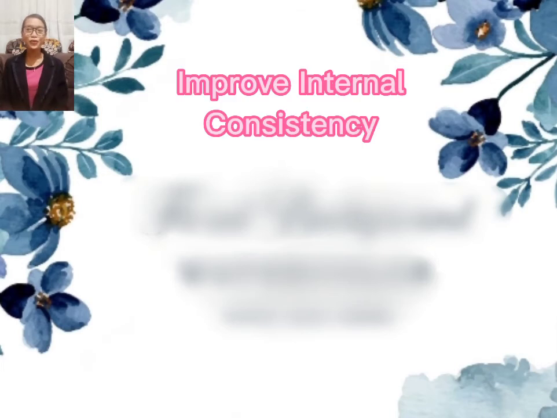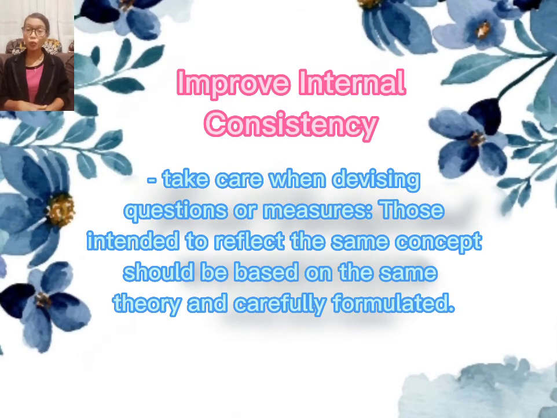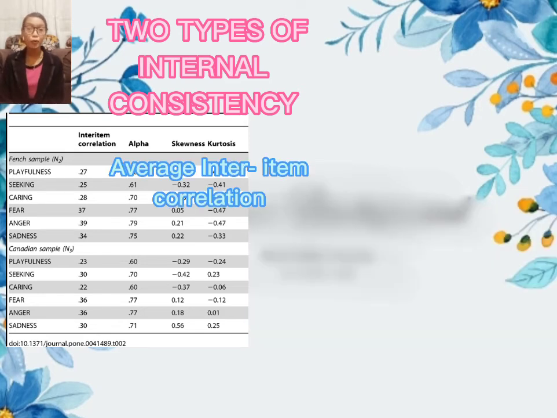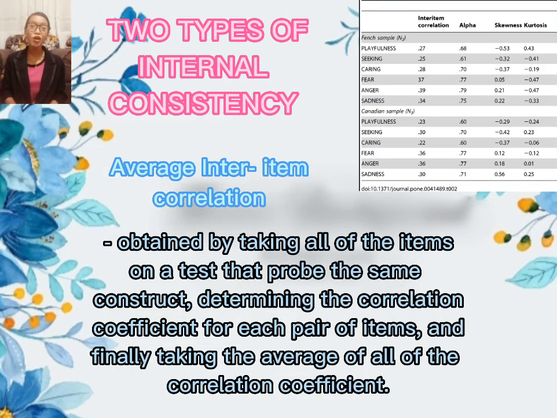So how to improve your internal consistency? You need to take care when devising questions or measures. Those intended to reflect the same concept should be based on the same theory and carefully formulated. There are two types of internal consistency. The first one is average inter-item correlation. It is obtained by taking all the items on tasks that probe the same construct, determining the correlation coefficient for each pair of items, and finally, taking the average of all these correlation coefficients.